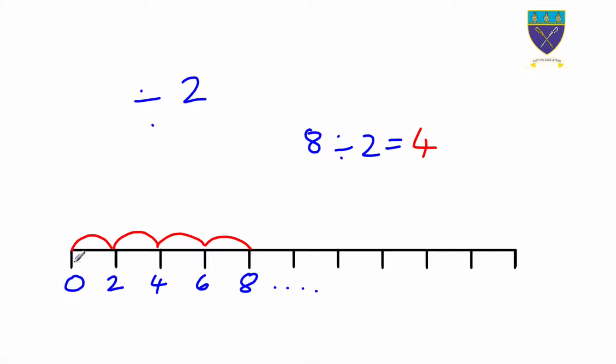Things to be careful of here, that our students sometimes get wrong, is they count the numbers. They say there's 1, 2, 3, 4, 5 numbers, so the answer is 5, but it's not. It's the number of jumps between each number. So the jump from 0 to 2 would count as 1, then 2, then 3, then 4.